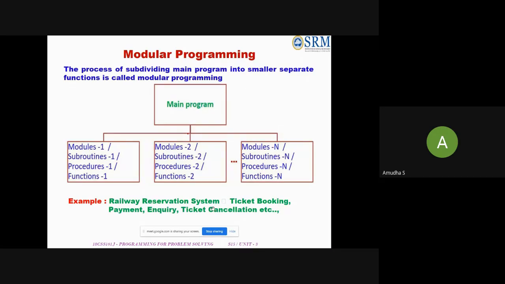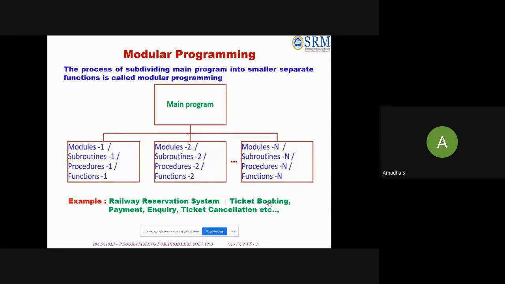So in ticket cancellation, what will the system do? The system refunds the amount back to the customer. That is called the payment process. So the inquiry process, ticket booking process, cancellation process, and the payment process. Four sub processes are there.